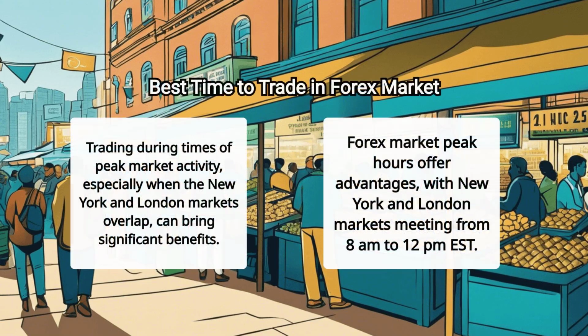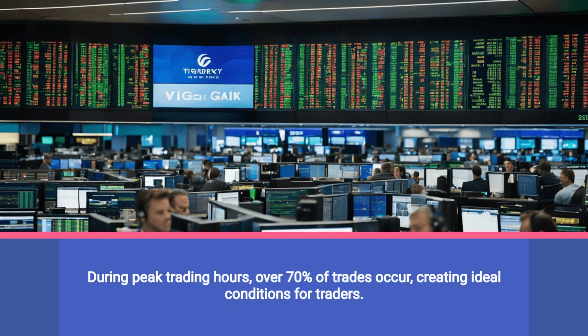Every hour in the Forex market has its own advantages. However, times of peak market activity bring the most benefits. The New York and London markets meet from 8 a.m. to 12 p.m. EST, creating the best time to trade. During these hours, more than 70% of trades happen. This high volume means better conditions for traders.